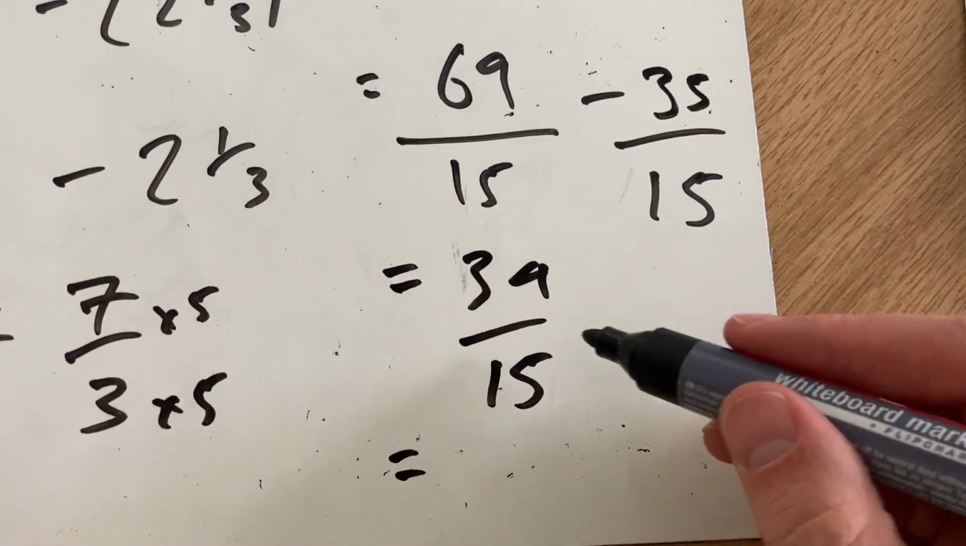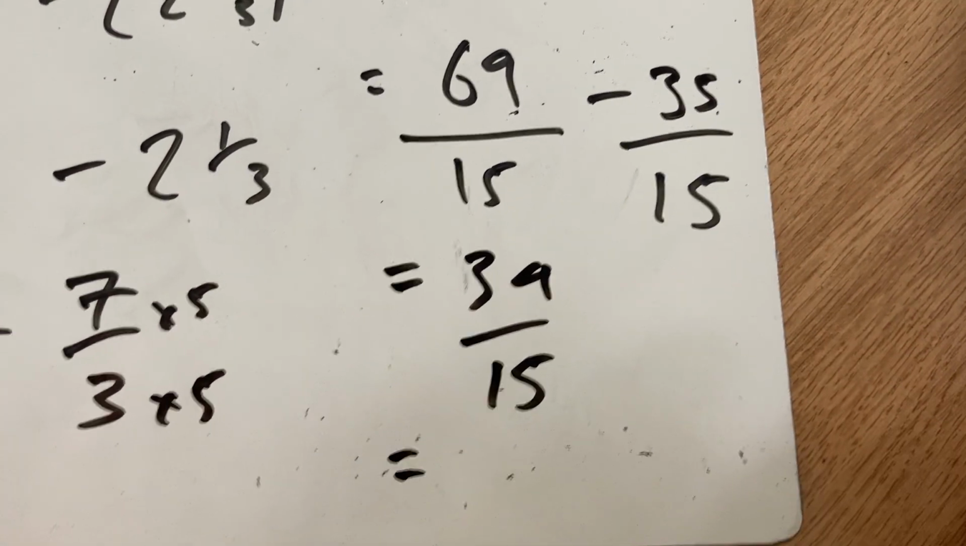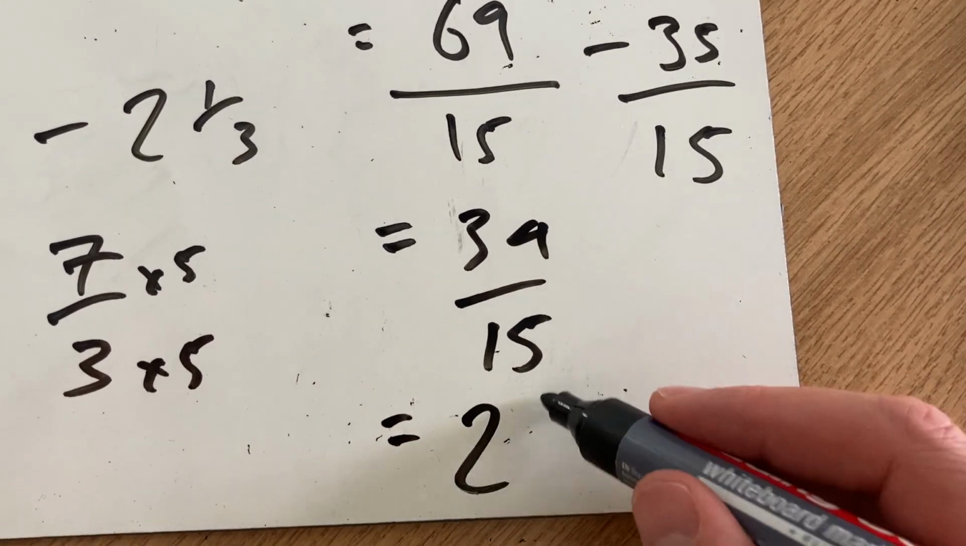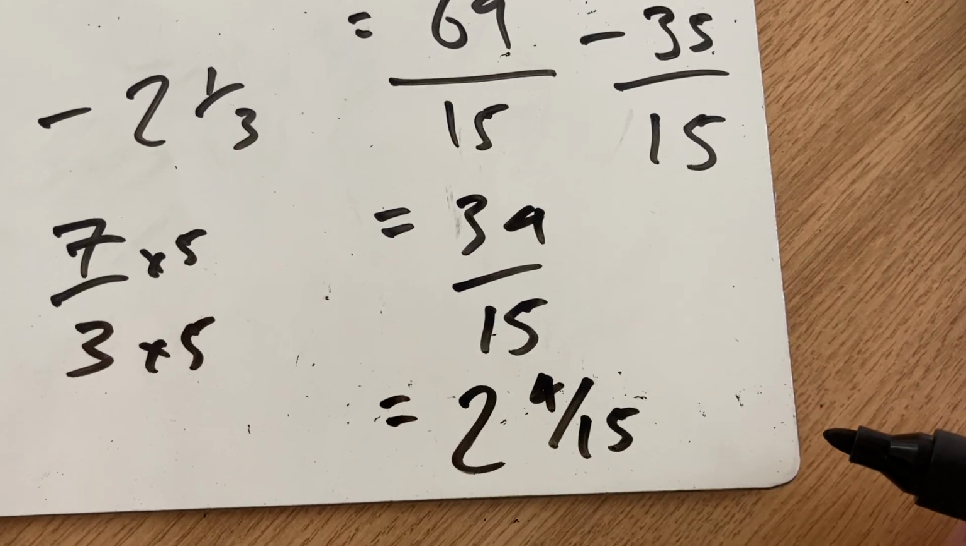And know that 15 doubled is 30. If you think about your minutes, a quarter of an hour is 15, half an hour is 30 minutes. So it's 2 4/15 as the final answer.